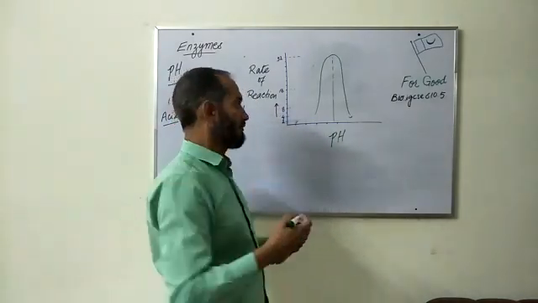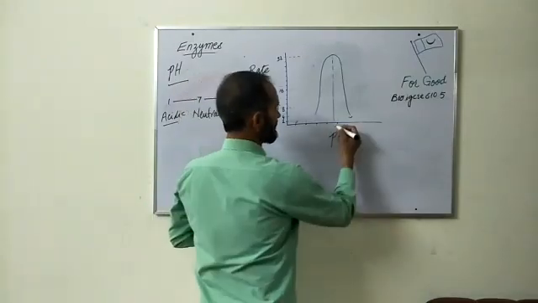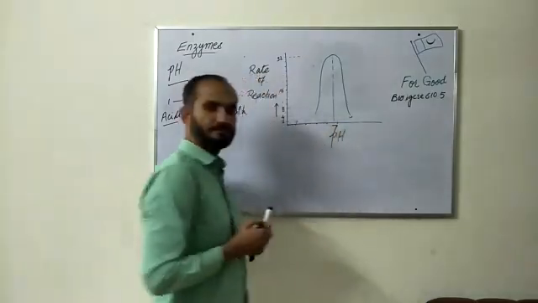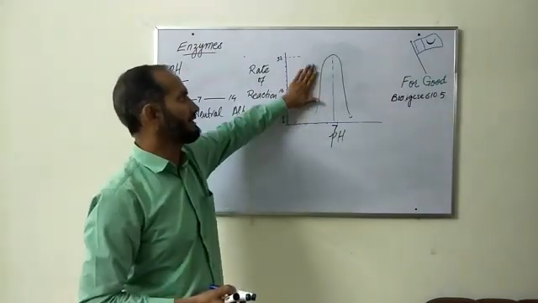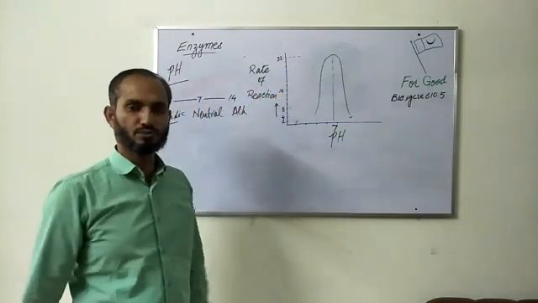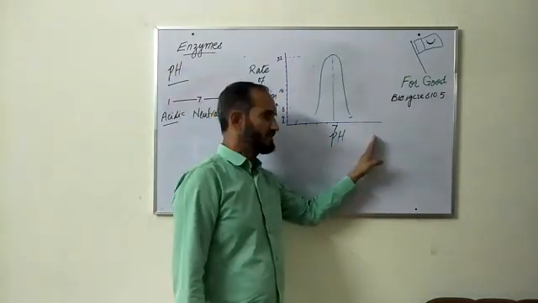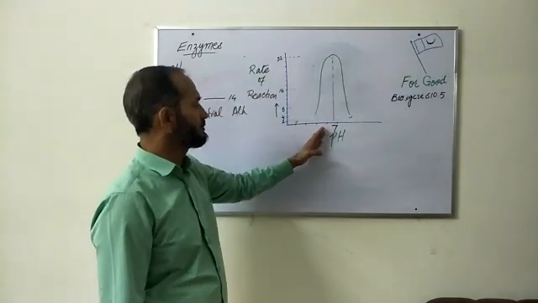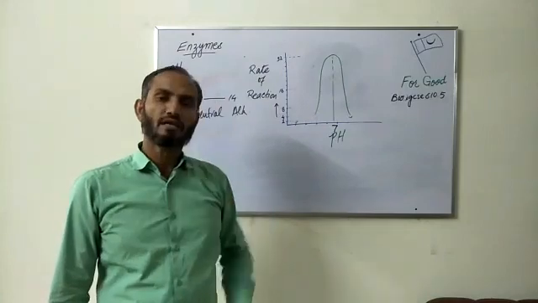For example, for enzyme amylase in our mouth, the optimum pH is about 7. Means at 7 pH, amylase will be working at its maximum, the best it is working. If we increase the pH towards alkalinity or decrease the pH towards the acidity, the rate of reaction will be equally affected.